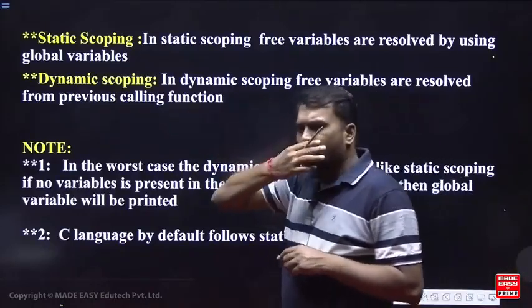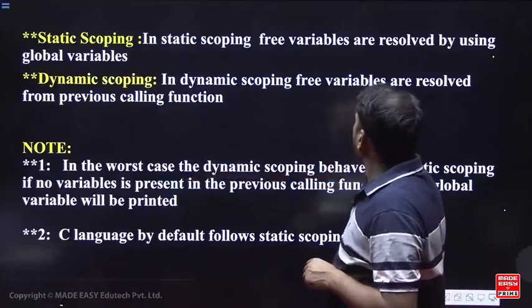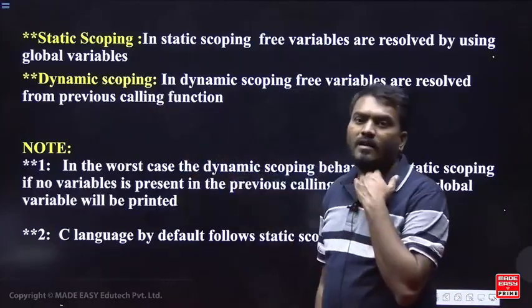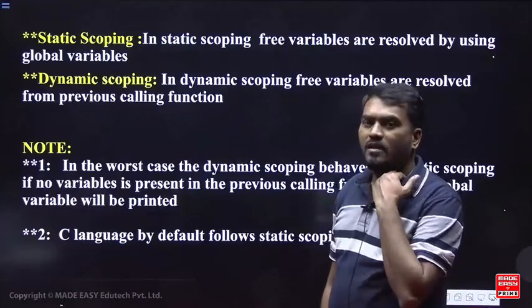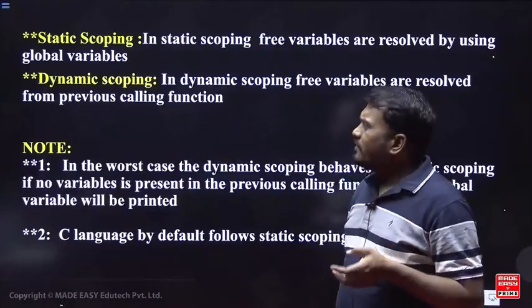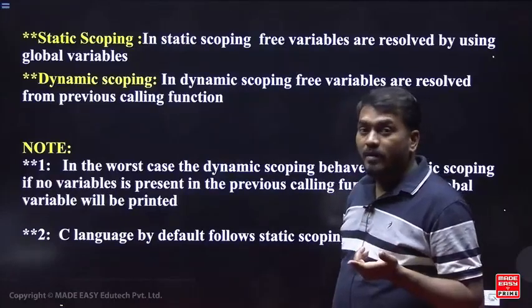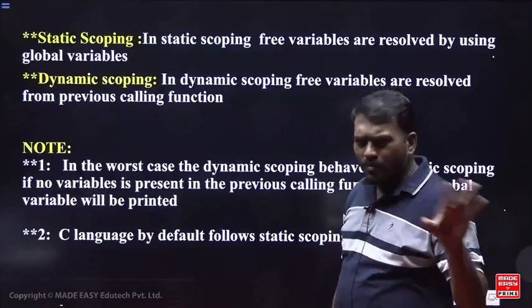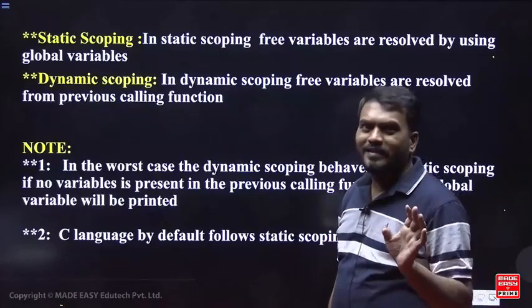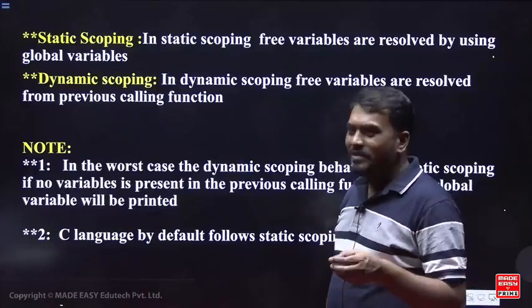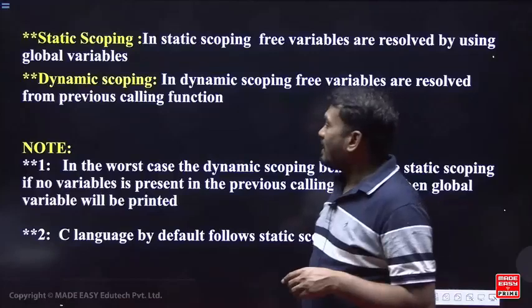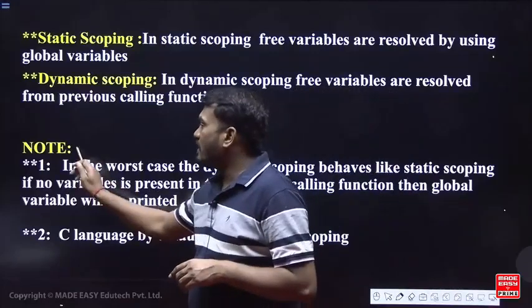Next, if I follow dynamic scoping, free variables are resolved from what? The previous calling function. If you have any free variable and you follow dynamic scoping, it will be resolved by using the previous calling function. What is the meaning of that? Don't worry, I am just explaining first, and later I will explain with an example. Next, what is the note? We will study that later.